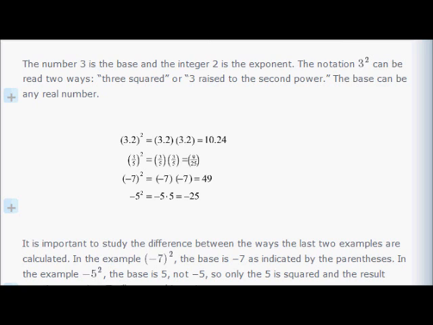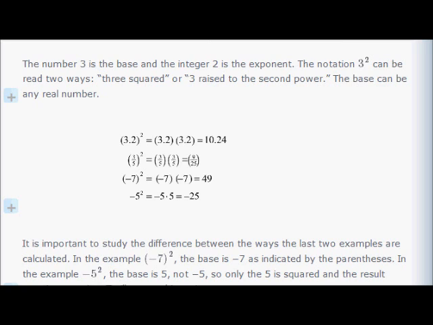Now, here's where you'll see a difference. Negative 5 squared, without parentheses, is not the same calculation as what we just saw.